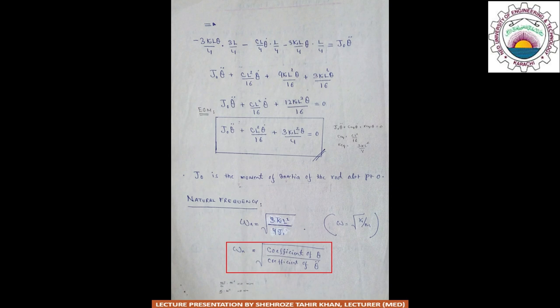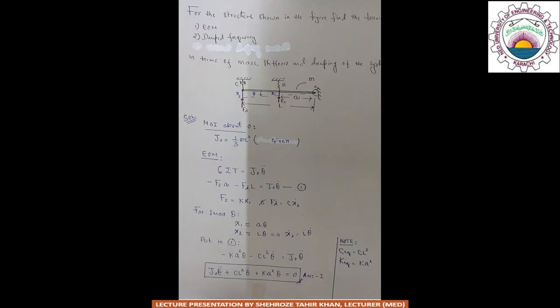In other words, we can say that omega n is equal to under root coefficient of the stiffness element divided by coefficient of the inertial element. So that's the end of the first problem related to equation of motion. We have another problem of this type, and it is given as follows.